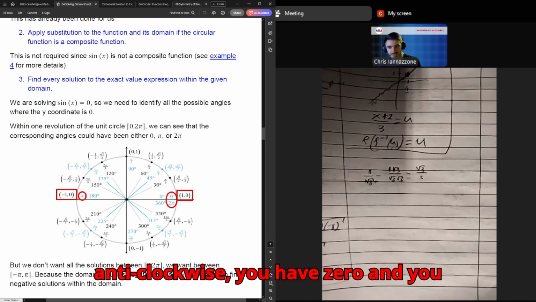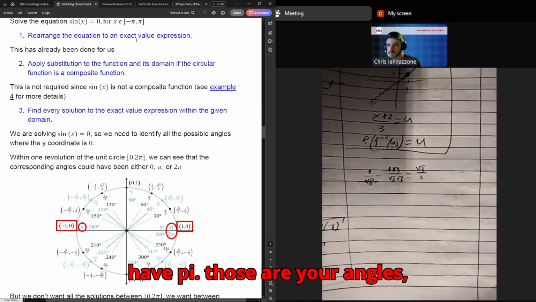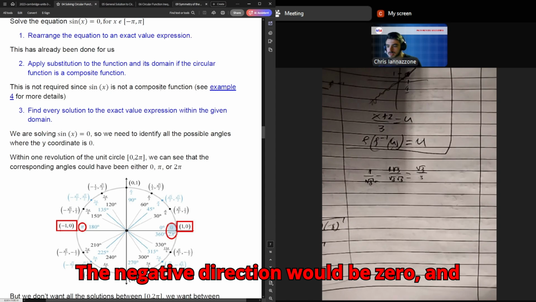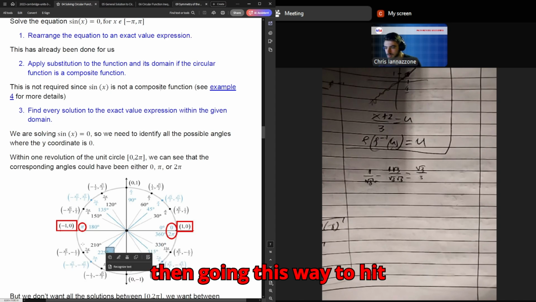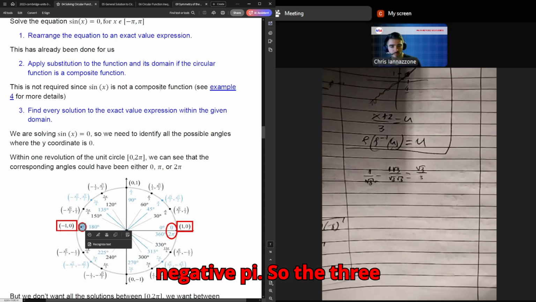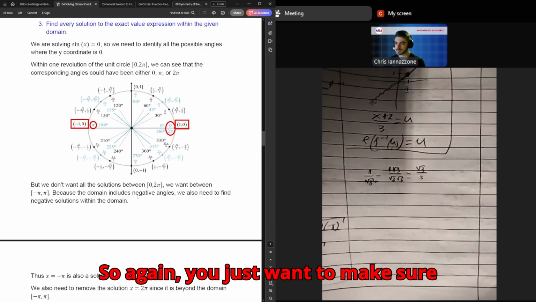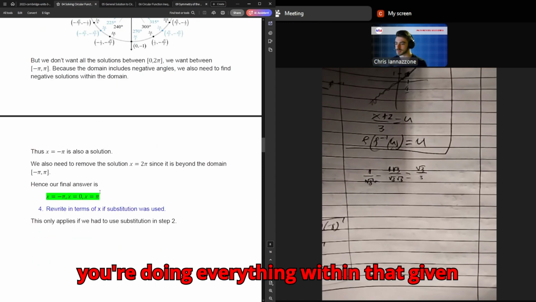So if you're going anti-clockwise, you have 0 and you have pi. Those are your angles up until the upper bound of pi. The negative direction would be 0 and then going this way to hit negative pi. So the 3 solutions that you have in this case are 0 and plus minus pi. So again, you just want to make sure that you're doing everything within that given domain.